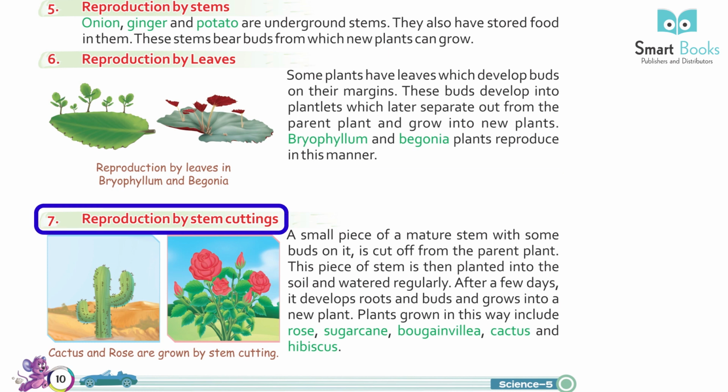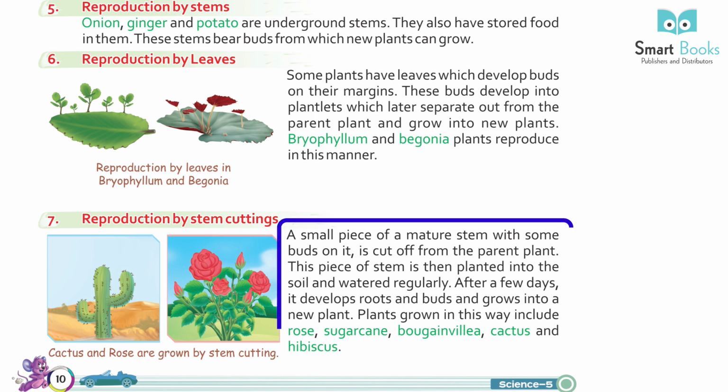6. Reproduction by stem cutting. A small piece of a mature stem with some buds on it is cut off from the parent plant. This piece of stem is then planted into the soil and watered regularly. After a few days, it develops roots and buds and grows into a new plant. Plants grown in this way include rose, sugarcane, bougainvillea, cactus and hibiscus.